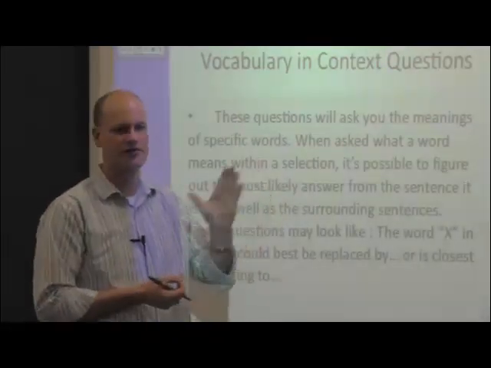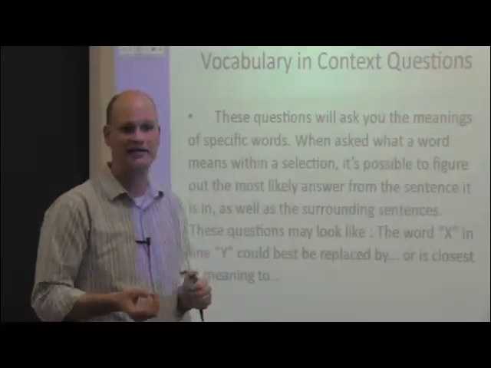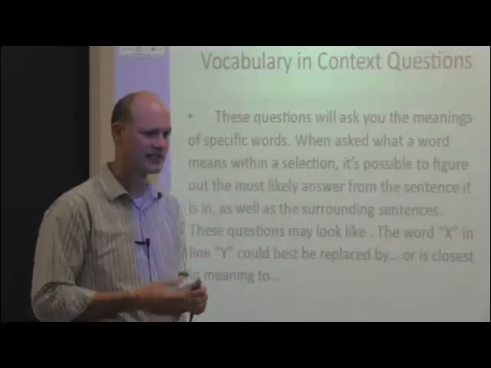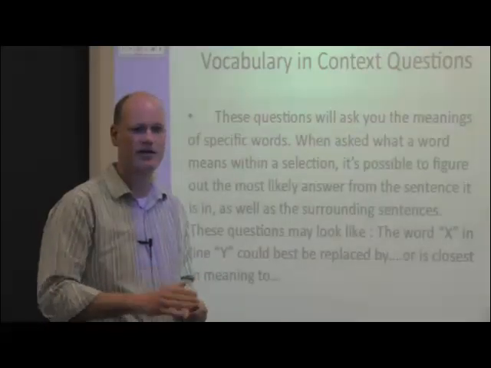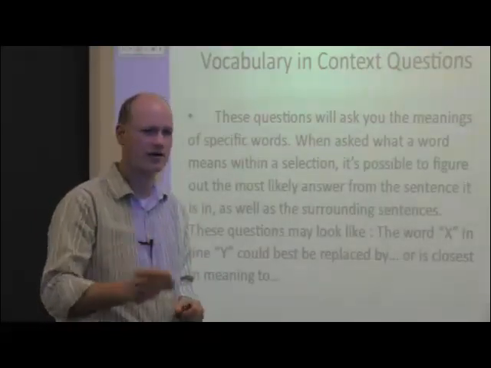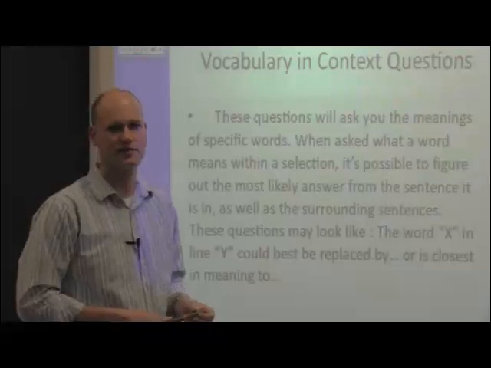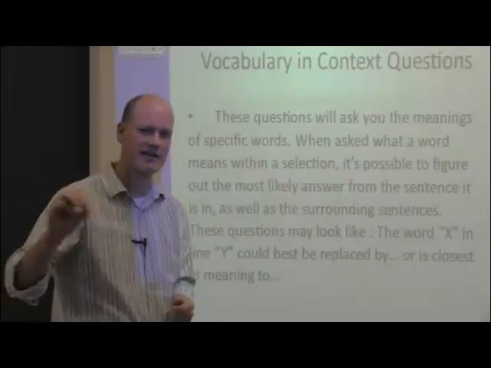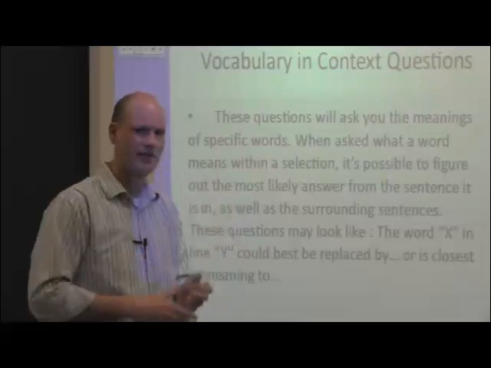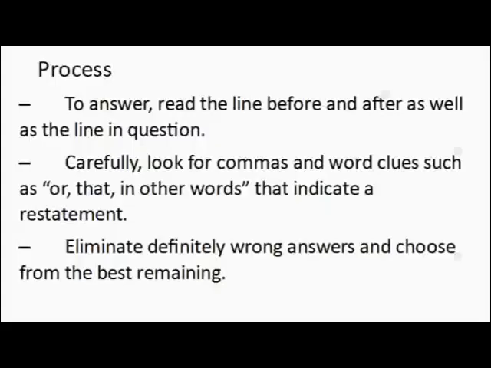Make some judgments. Look for words that indicate that they mean the same thing. If there's commas, for example, then you have a list of things that are usually similar. And then use process of elimination when answering that question. Get rid of the ones that cannot be true and find the best answer from the ones left. To answer these, read the line before and after as well as the line in question. Carefully look for commas and word clues such as or, that, in other words. These indicate a restatement. You want to eliminate definitely wrong answers and choose from the best remaining.